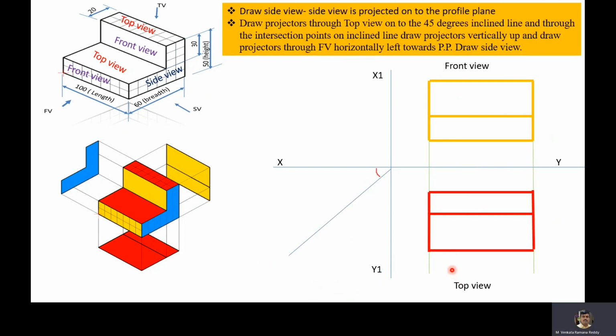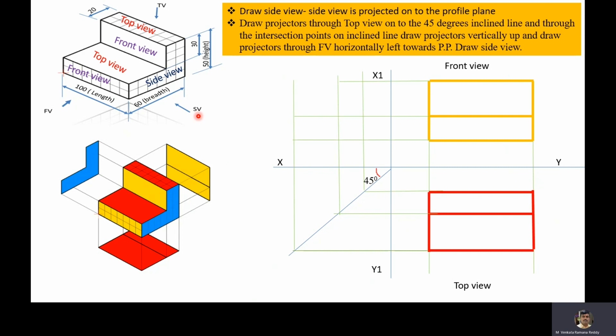Now we'll draw the side view. The side view is projected onto the profile plane. For that, here we are drawing a 45 degree line. After drawing the 45 degree line, draw projectors from the top view onto this 45 degree inclined line. Then draw projectors vertically up. Then draw projectors horizontally in the leftward direction.